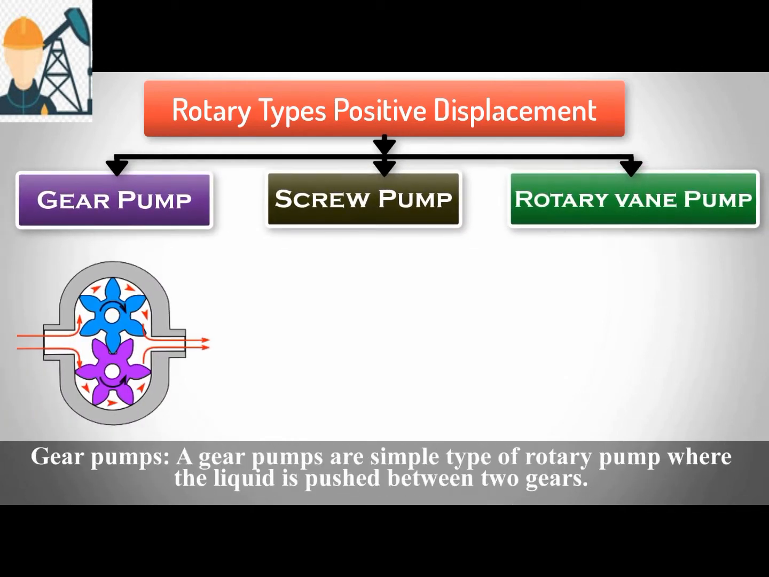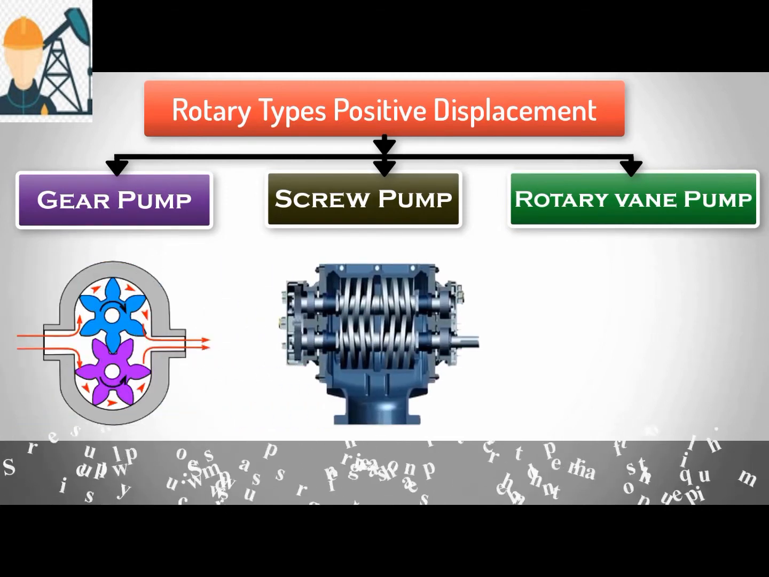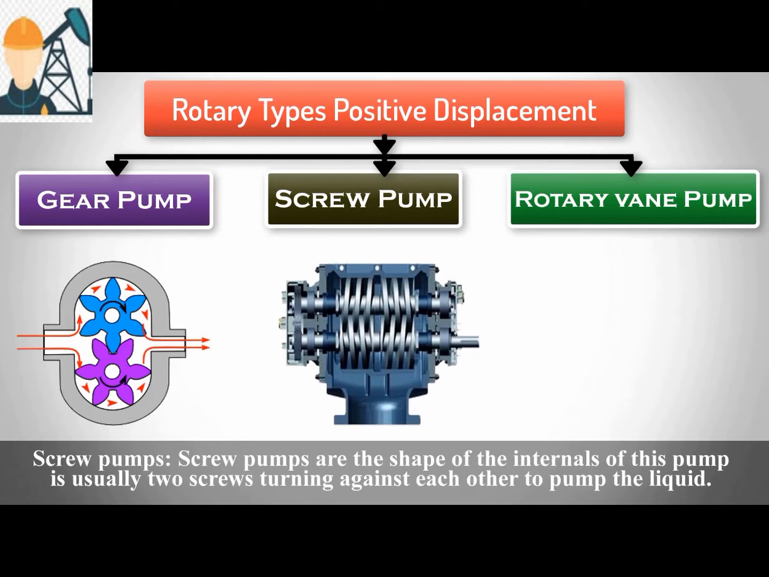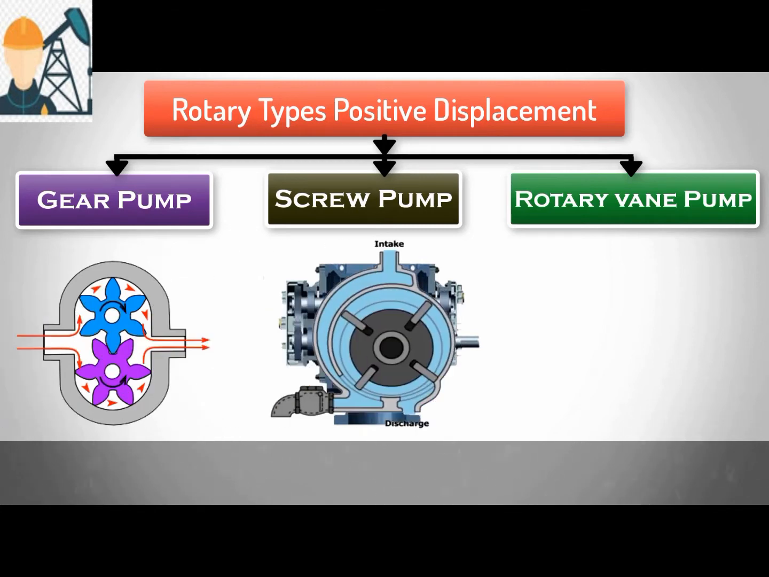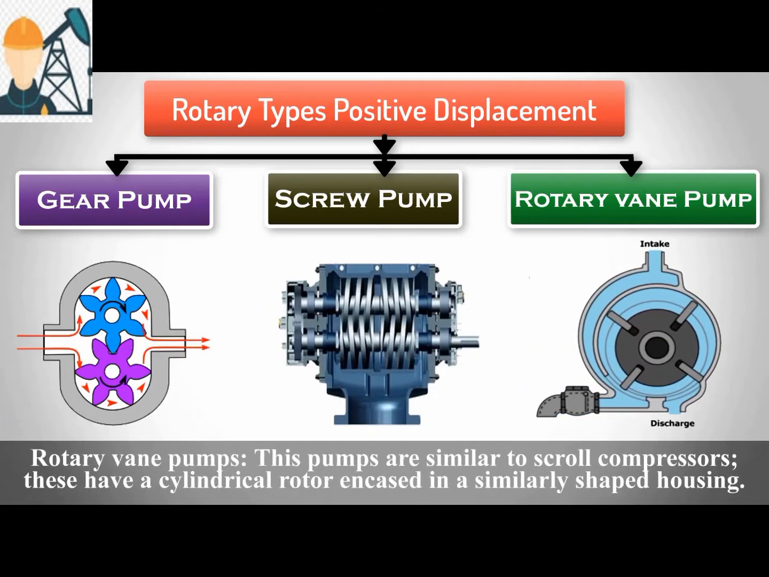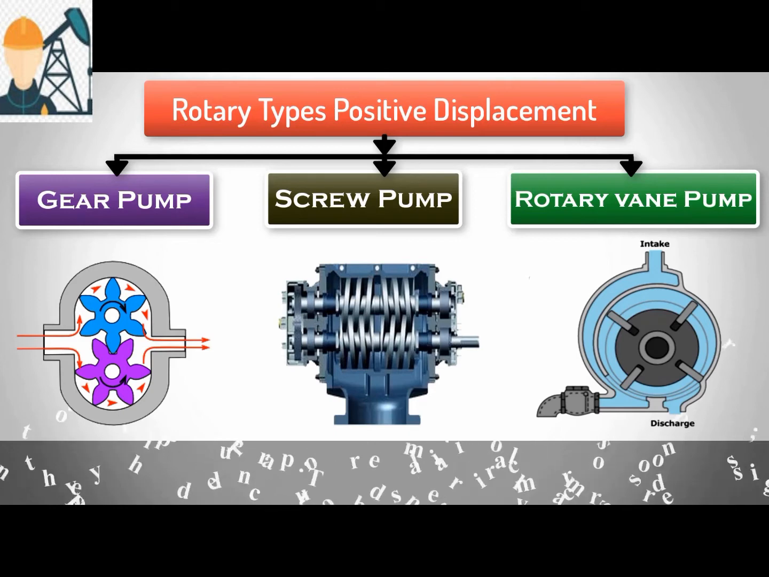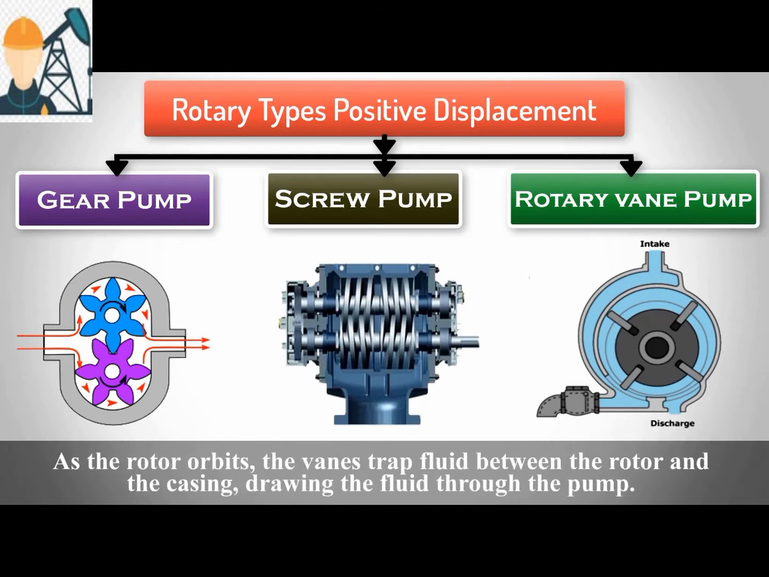Gear pumps. Gear pumps are a simple type of rotary pump where the liquid is pushed between two gears. Screw pumps. The shape of the internal part of this pump is usually two screws turning against each other to pump the liquid. Rotary vane pumps. These pumps are similar to scroll compressors. These have a cylindrical rotor encased in a similarly shaped housing. As the rotor orbits, the vanes trap fluid between the rotor and the casing, drawing the fluid through the pump.